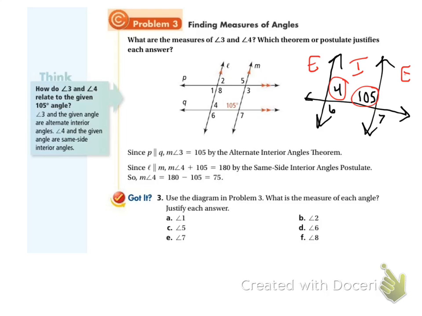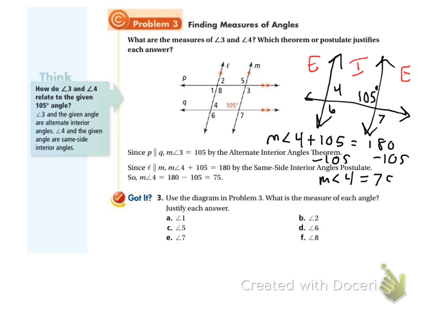So 4 and 105, that's the angle measure, 105, are both in the interior, and they're on the same side of the transversal. They're above this line here. So these are same side interior angles. And I know that same side interior angles add up to 180. So the measure of angle 4 plus 105 is equal to 180. Then I can solve for the measure of angle 4. I'll subtract 105 from both sides. And I get that the measure of angle 4 is equal to 75 degrees.